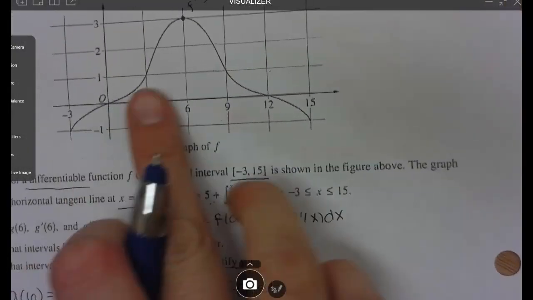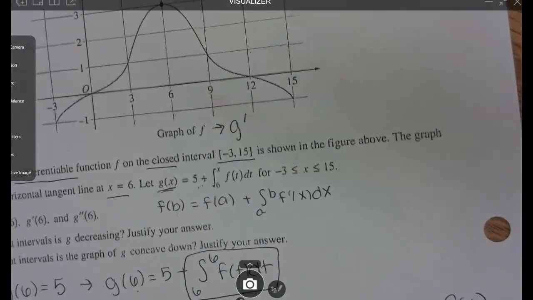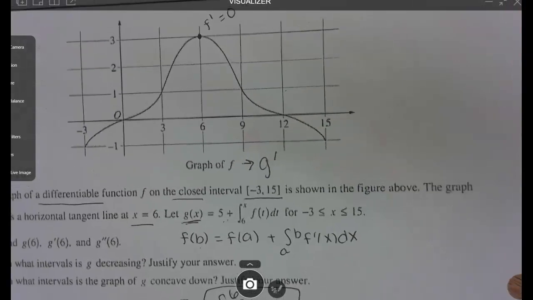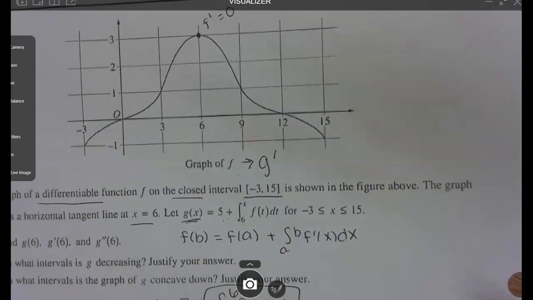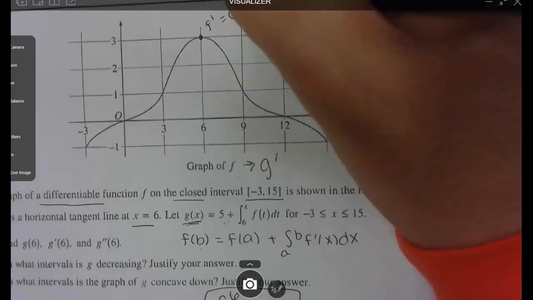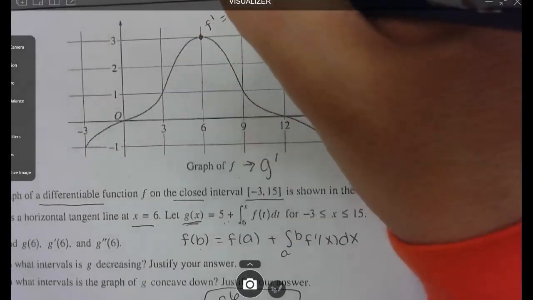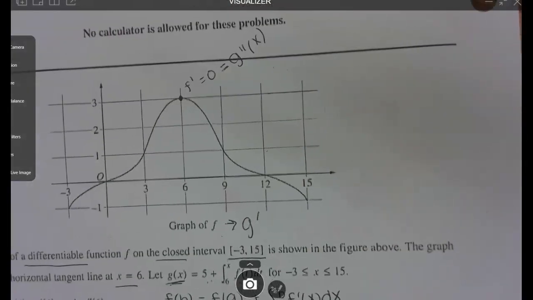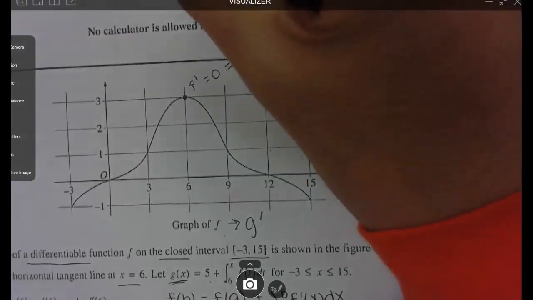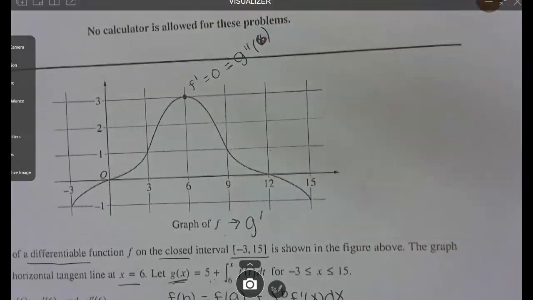So what that means is if this is the graph of f, that's really like saying that that is the graph of g prime. That's the graph of f, and that's really like saying that's the graph of g prime. Which means that if f prime equals 0, g double prime equals 0. And that's going to come back into play.